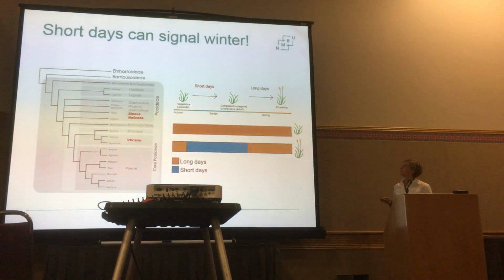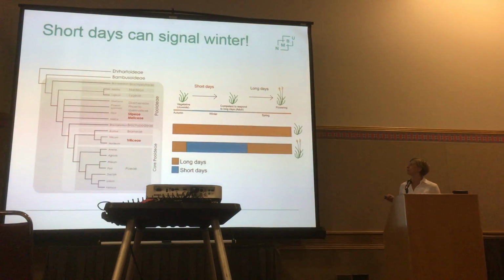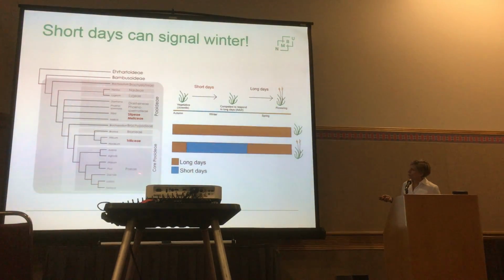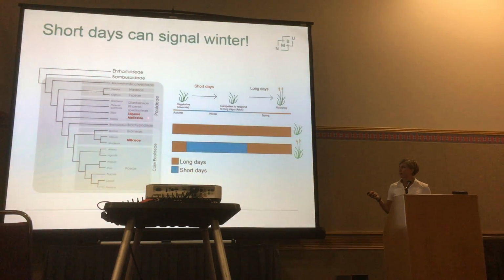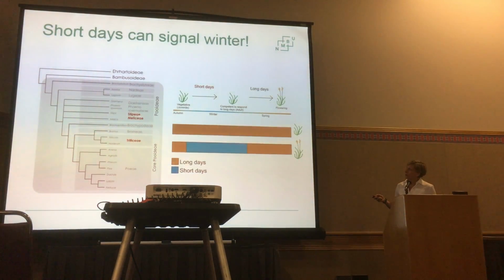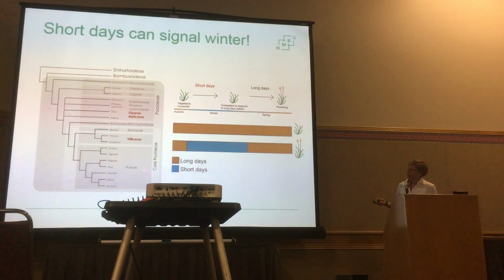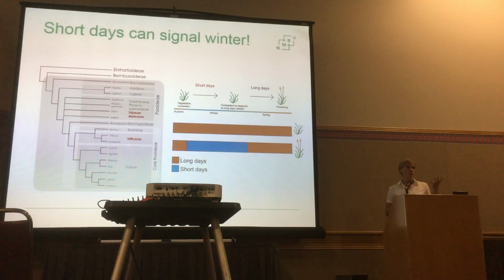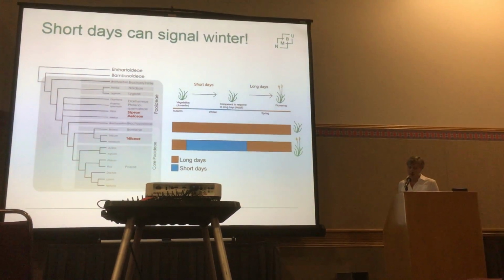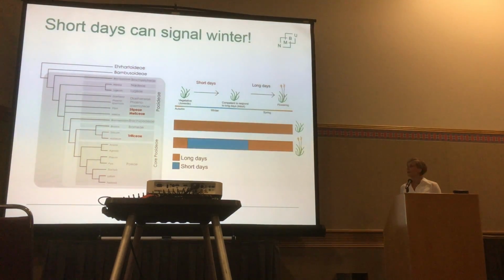So we have representatives from the Stipeae, Meliceae, Bromeae, Triticeae, and Poeae. And what did we find? Yes, short days can signal winter. We found this response very strongly in the Stipeae, Meliceae, and Triticeae. I didn't find it in Bromeae and Poeae, but that's just because I didn't induce enough flowers, so it doesn't mean that this response doesn't exist here. It's just that I couldn't show it, as I didn't have good enough flowering data. So for many species in these tribes, they respond very strongly to short day vernalization, as we call it.